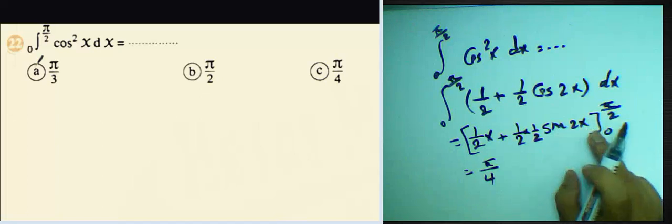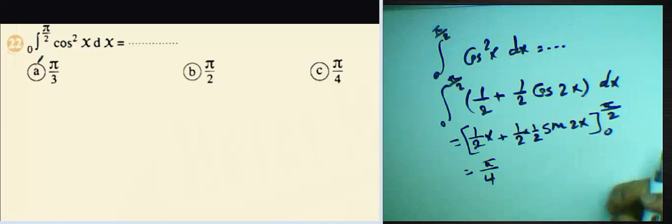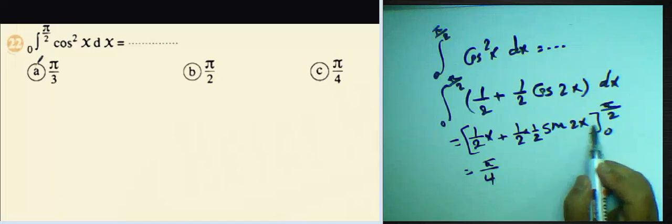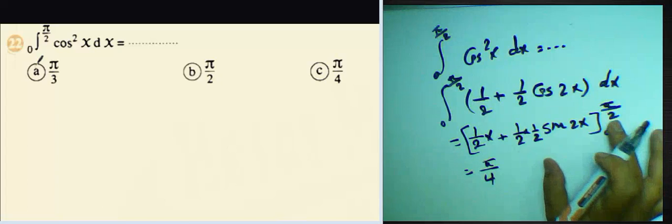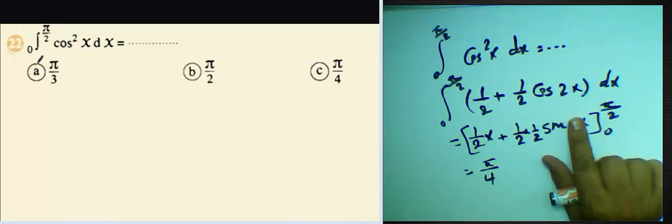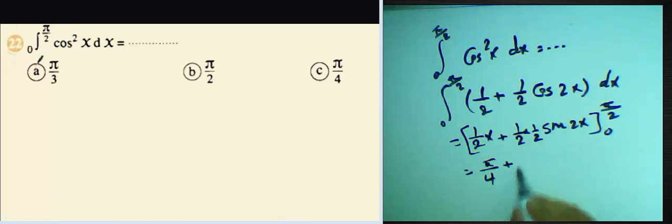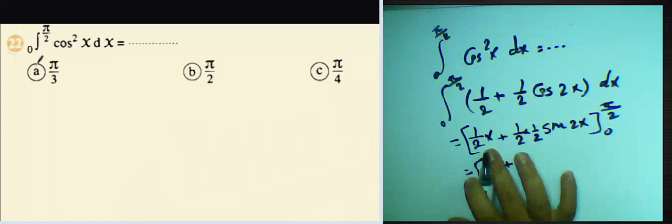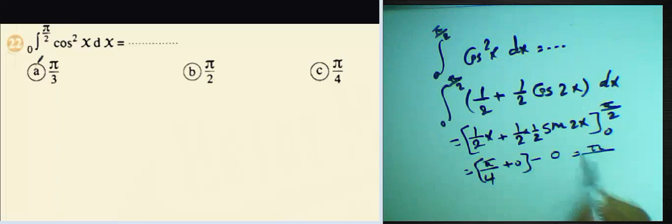And sine 2 times pi over 2 is sine pi, which is sine 180, and equals 0, because we can cancel 2 by 2. Understood? Sine 2 times pi over 2 means sine pi, sine 180, which equals 0. Zero times a quarter equals 0. Put 0 here, it will be 0, and sine 0 equals 0, so the result will be pi over 4.